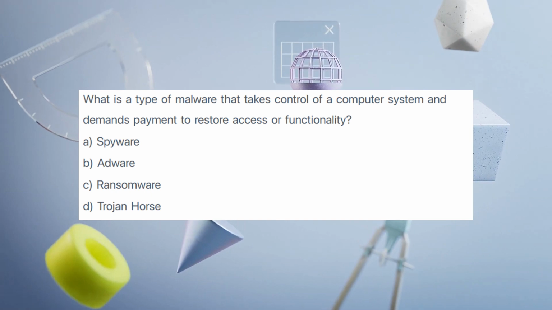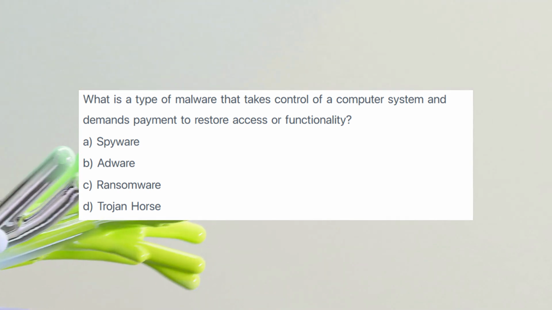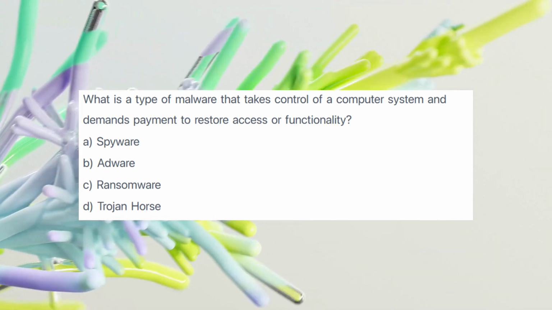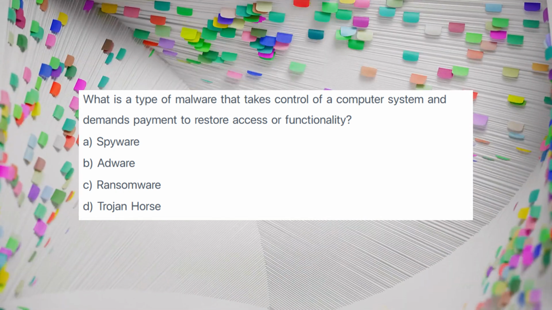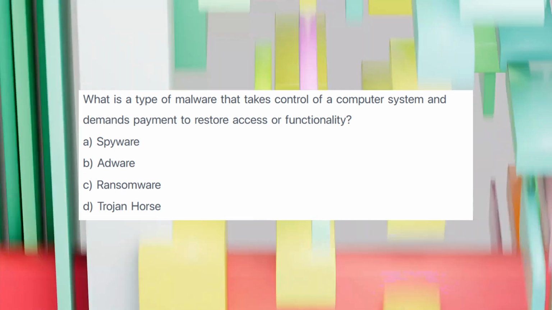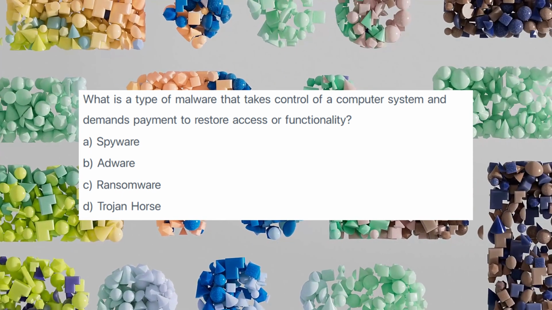What is a type of malware that takes control of a computer system and demands payment to restore access or functionality? A. Spyware. B. Adware. C. Ransomware. D. Trojan horse. Take a moment to think.